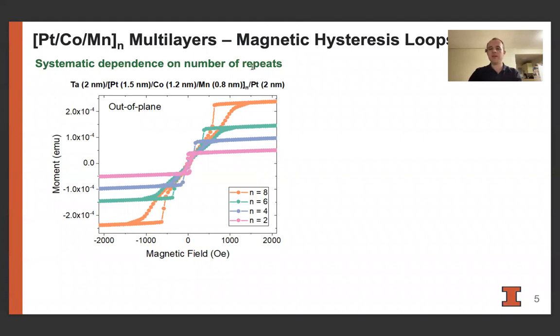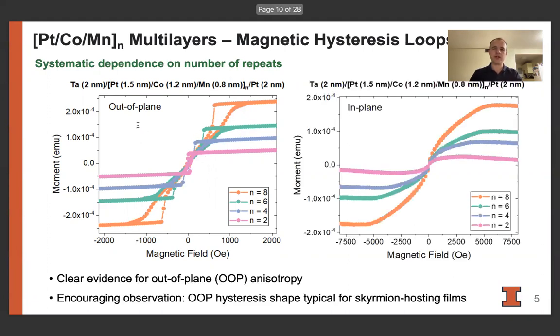So regarding the magnetic characterization, we have recorded magnetic hysteresis loops here with a field applied out of the plane of the multilayer system. Here is shown the magnetic moment as a function of the magnetic field for, again, the same samples with different numbers of repetitions. You can see that there's a systematic behavior for the out-of-plane measurements as a function of repetition number, and also for in-plane. There is also a very systematic behavior.